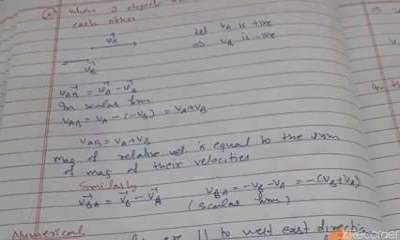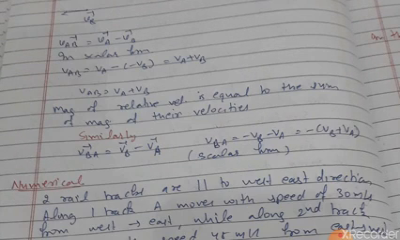Similarly, the relative velocity of B with respect to A will be equal to vector VB minus vector VA. On putting the values of VB as minus VB and VA as VA, we'll get the value of minus (VB plus VA).